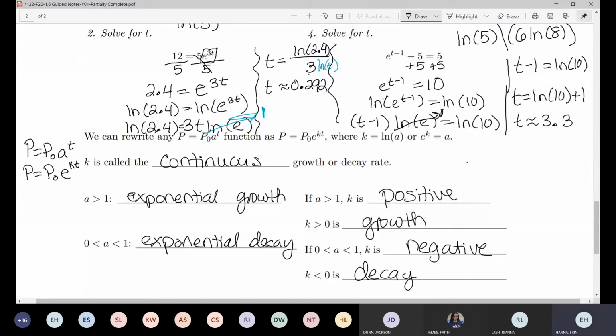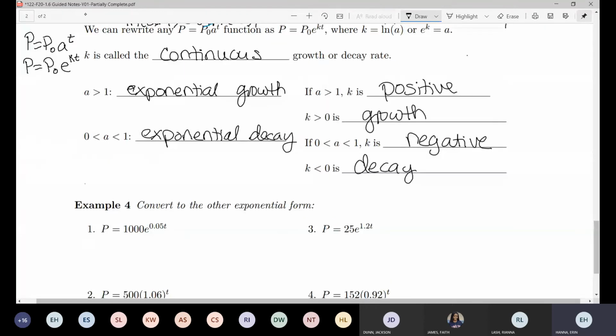Now, again, we can always jump between the two forms. If we have one of them, we can find its equivalent other form. How are we going to do that? Well, I'm going to scroll down really quick, but then I'm also going to go back to this idea right here. Look at those two forms. What is the only thing that's different between those two forms? The a and the e to the k. Everything else is the same. They have a t in the exponent, the P naughts don't change, and the other P doesn't change. So the only thing that's different between the two forms is the a and the e to the k.